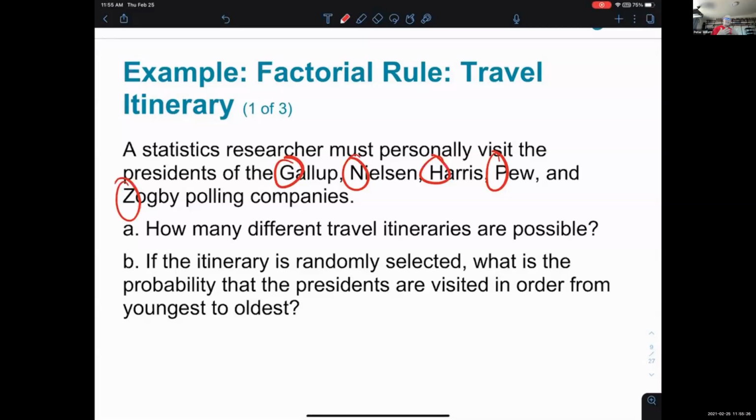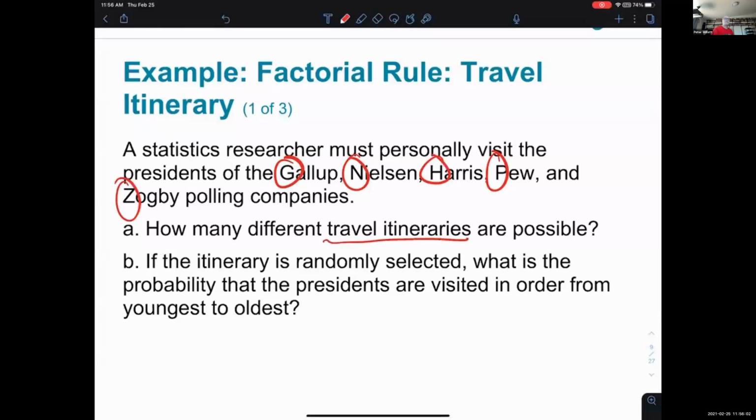So it's completely analogous to just pulling letters out of a bag. The structure of the idea of what you're calculating is exactly the same, but there's a little added context. Because what is a travel itinerary? Well, that means just the to-do list for your travels of the day. Where are you going to go first? Where are you going to go second? Where are you going to go third? It's just a list. So the list of letters is exactly the same as the list of the order of these companies that you're going to visit on a particular day.